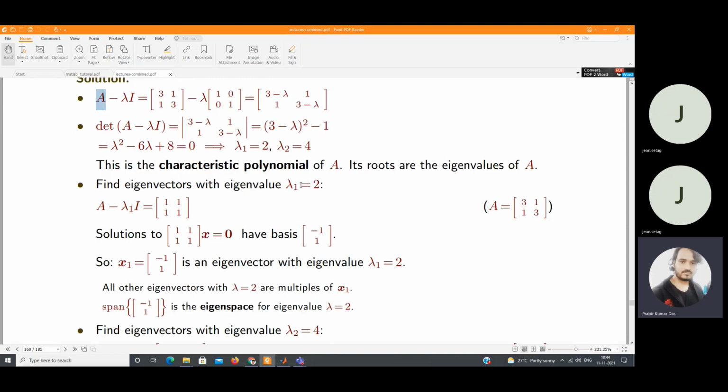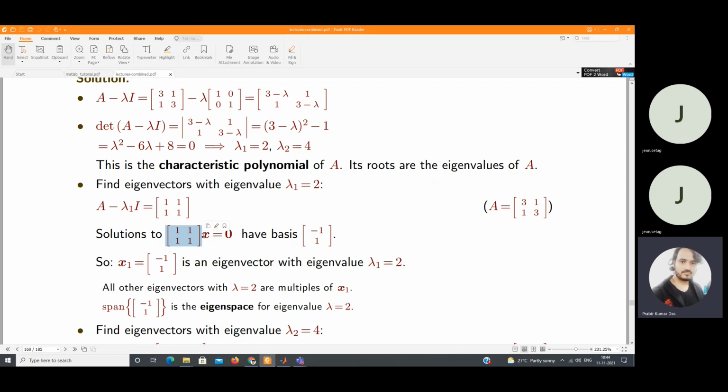Now for eigenvalue lambda 1 equal to 2, how will you calculate the eigenvector? You have to use this equation: A minus lambda 1 into I. So put 2 instead of lambda 1. You will get the matrix 1, 1, 1, 1. Now you will solve it.